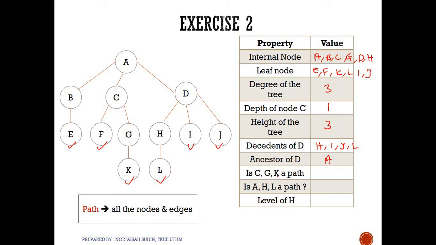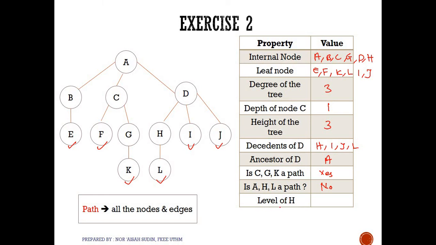Is C, G, K a path? Is C, G to K a path? The answer is yes. There is a path from C to K, one edge each. You combine the nodes and it becomes a path. What about A, H, L, is it a path? The answer is no, because you need to go through D, H, and L. Then it will become a path.